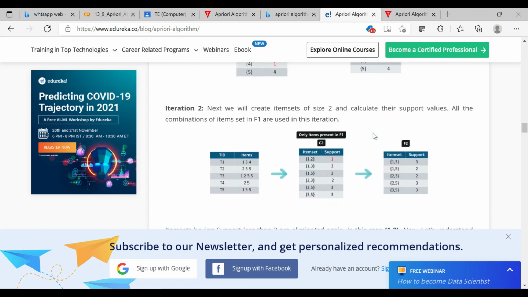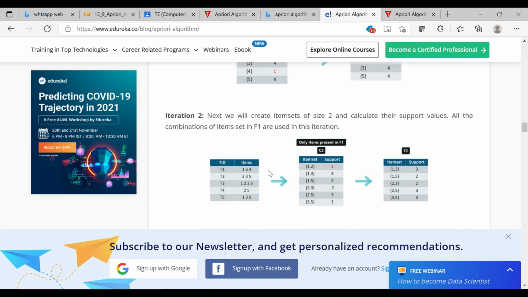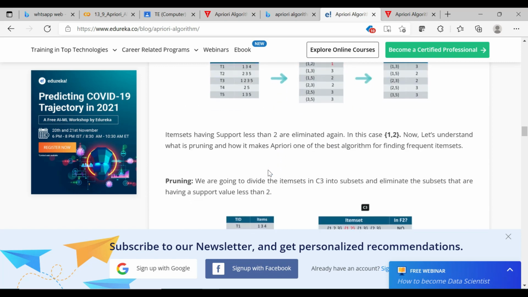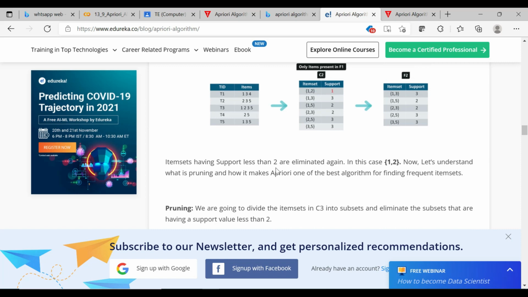Iteration 2. Next we will create item sets of size 2 and calculate their support values. All the combinations of the item sets in F1 are used in the iteration. Item sets having a support less than 2 are eliminated. Again, in this case 1 and 2 is eliminated.